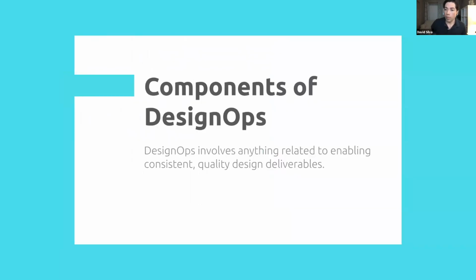So let's talk about the components of design ops. Design ops involves anything that is related to enabling consistent and quality design deliverables. There are a lot of components within design ops, and your team or the organization can pick and choose based on their needs and the pain points. It really is about what you need to take care of first at that time and point.